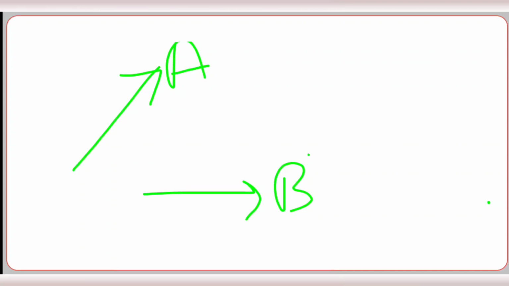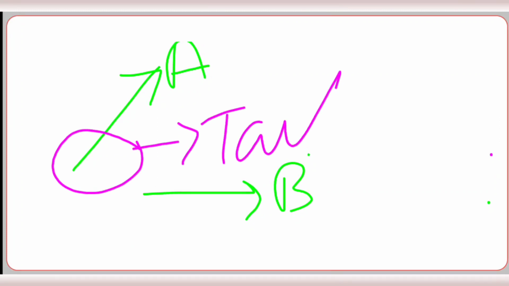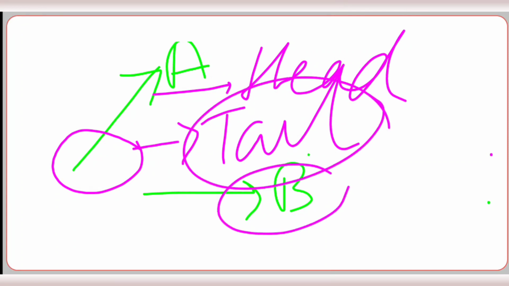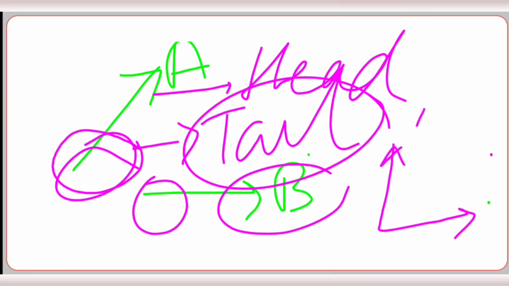First, we need to join these two. How will we join? We need to join vector A's tail with the head of the other vector, or here we can join the tail and the tail, so that we make the angle between A and B. So this is angle theta, and this is the angle formed between the two vectors.